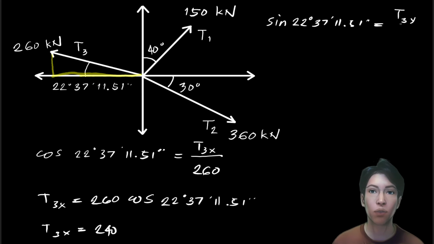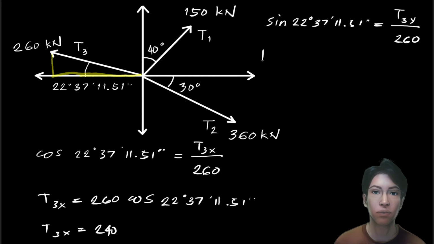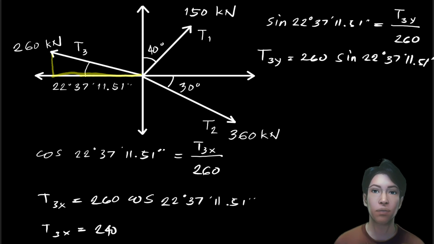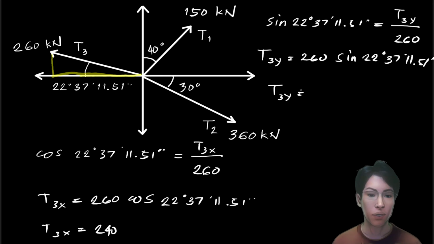T sub 3y over 260. And t sub 3y is 260 sine 22, 37, 11.51. And the y component for t sub 3 is 100. Okay, so let's make a summary of the x component and y component.